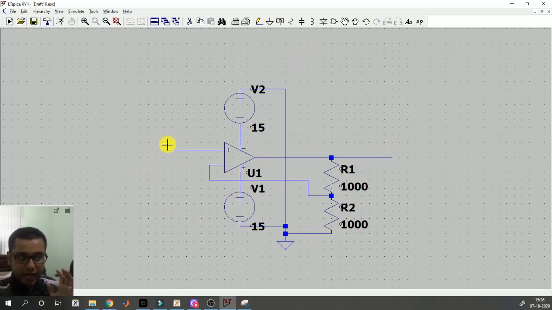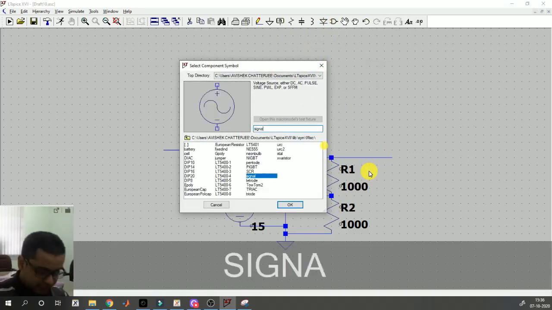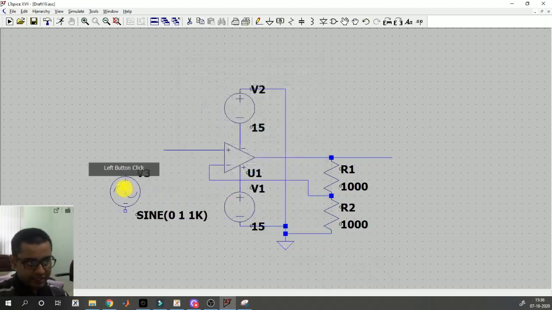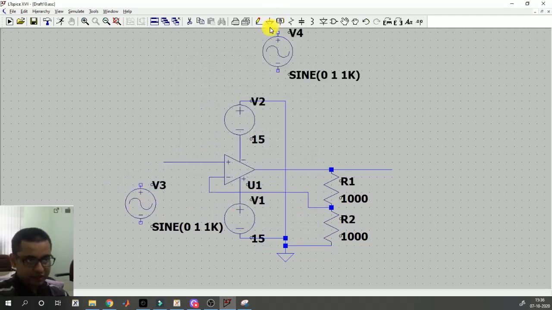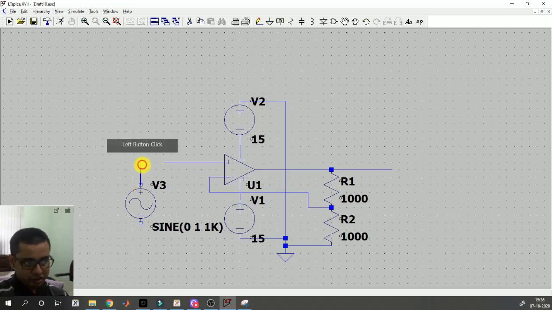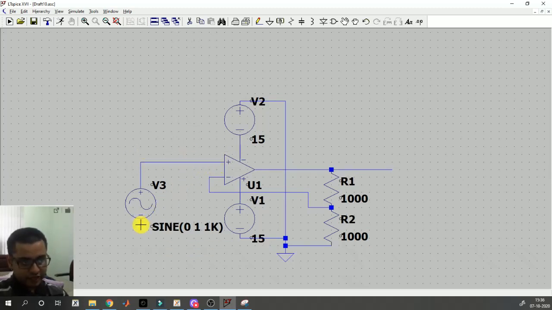For that I will apply a voltage here and measure the output voltage here. So let me go to the components again and search for a signal generator. Okay, so this is a signal generator. I will take this and put it here. Then I will take a wire and connect this positive end to the input of my amplifier, and the negative end I will connect to the ground.